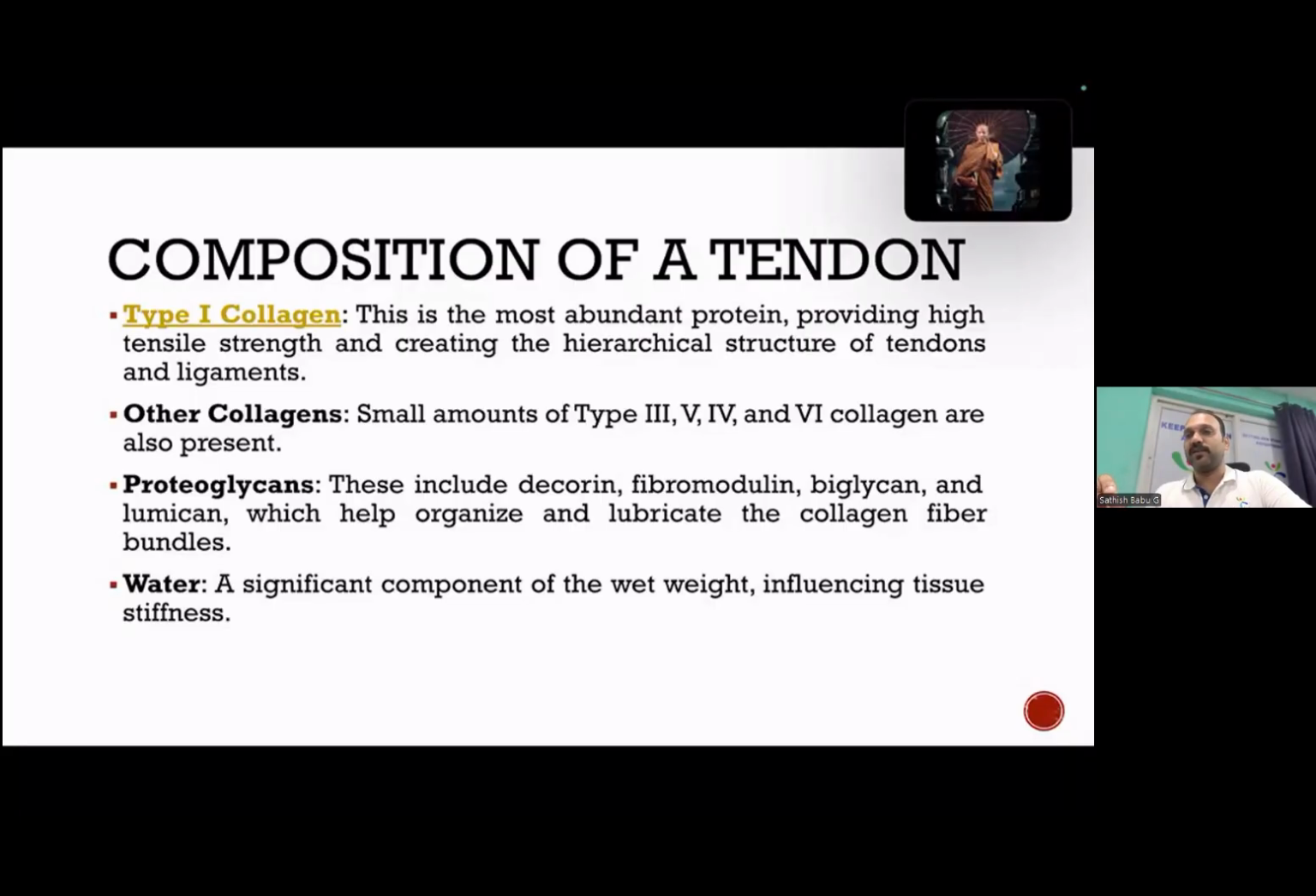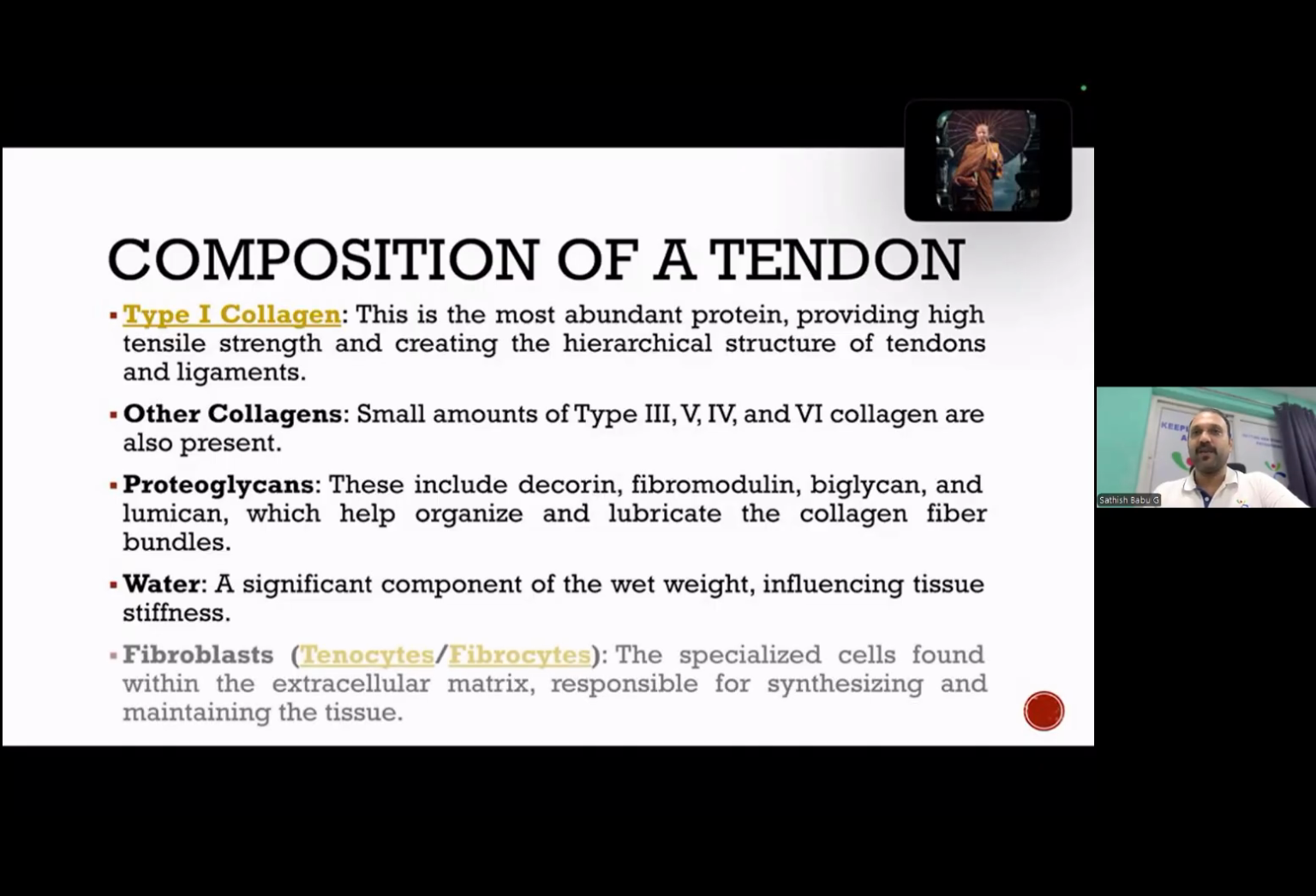Even though the water is there, it's very significant how the water is positioned in the tendon. We will be seeing some images later on. And fibroblasts. These are the only cells present in the tendon, tenocytes or fibrocytes, which are found within the extracellular matrix, responsible for synthesizing and maintaining the tissue. These tenocytes or fibrocytes produce type 1 collagen, the other type 3 and type 4 collagen, all the proteoglycans, and retain the water.